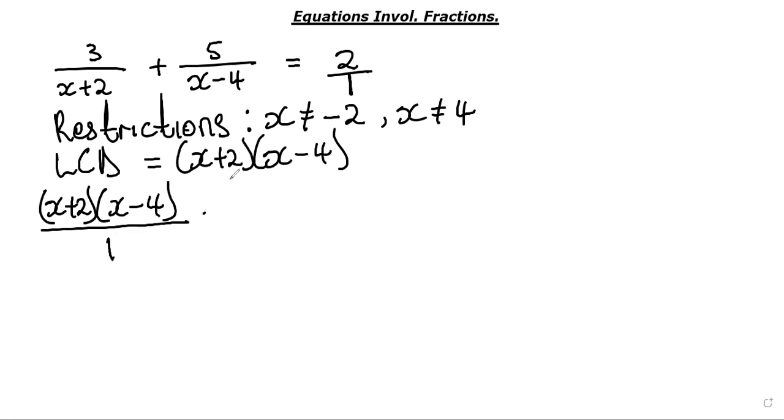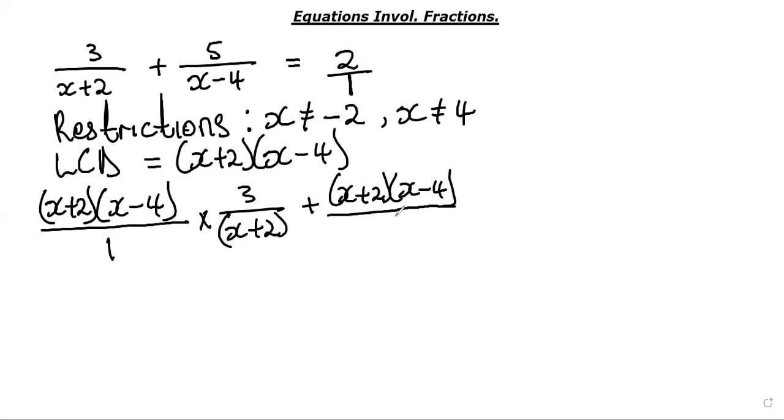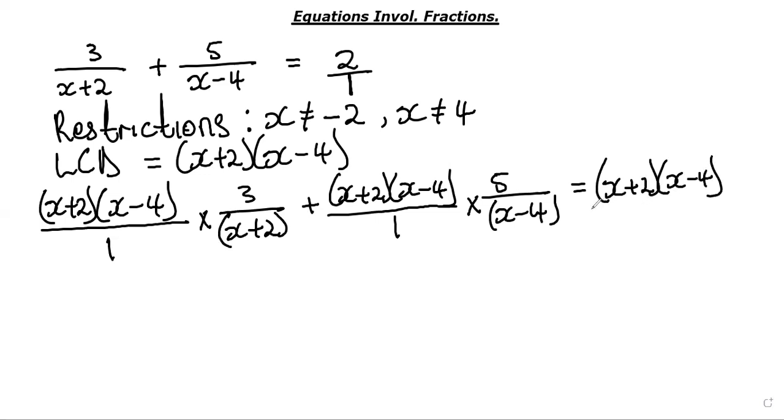Then you multiply it by the first term, which is 3 over x + 2. You can put it in brackets if you like. Then you say plus. You take (x + 2)(x - 4), you divide it by 1, then you multiply it by 5 over x - 4. Then you say equals. You take the LCD, you divide it by 1, then you times it by 2 over 1. This is what you have.